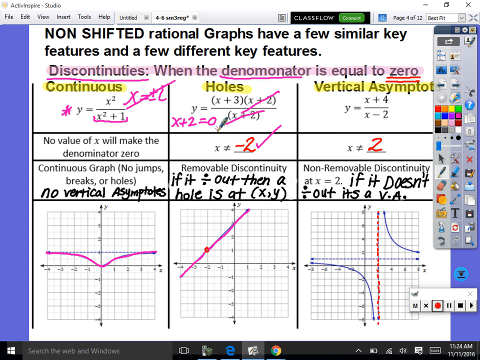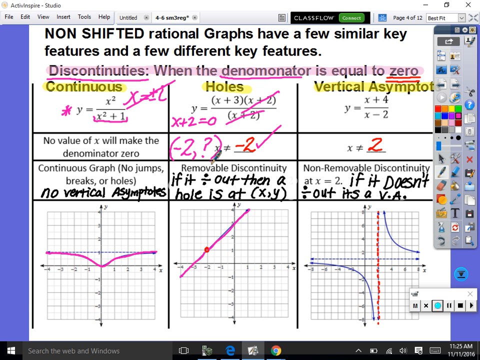Now notice this hole is at an xy point. It's negative 2, up 1. Well, how did we know to go up 1? This is how. We knew our discontinuity was at negative 2. So we knew we had a hole because it divided out. So we would say our hole is at an xy point, negative 2 comma something. Yes? Is it a vertical asymptote? Yep, so we'll do that one next.